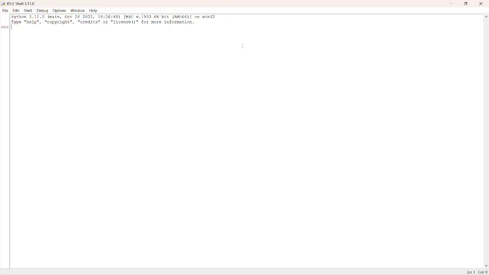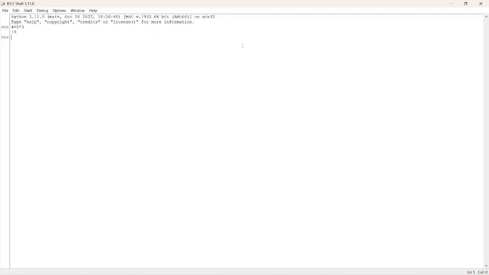So let us check first the operator precedence. Here I will just give the expression 5 plus 4 plus 5 multiplied by 3. So what result are we expecting here? Of course 5 into 3, that is 15, and 15 plus 4, 19. See here the result is 19. So this was about operator precedence.